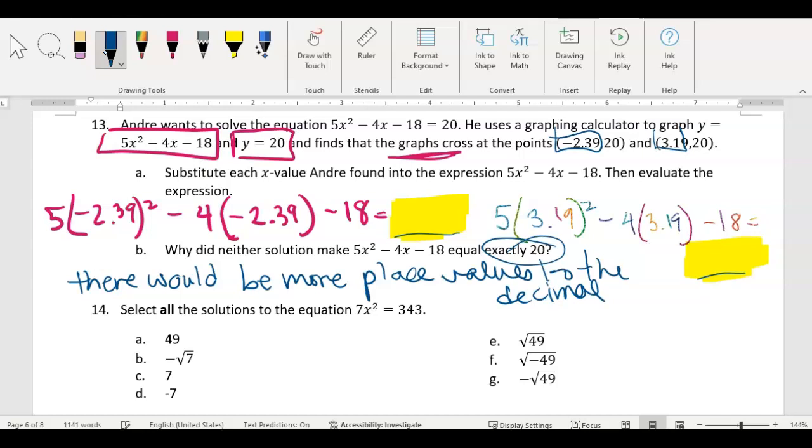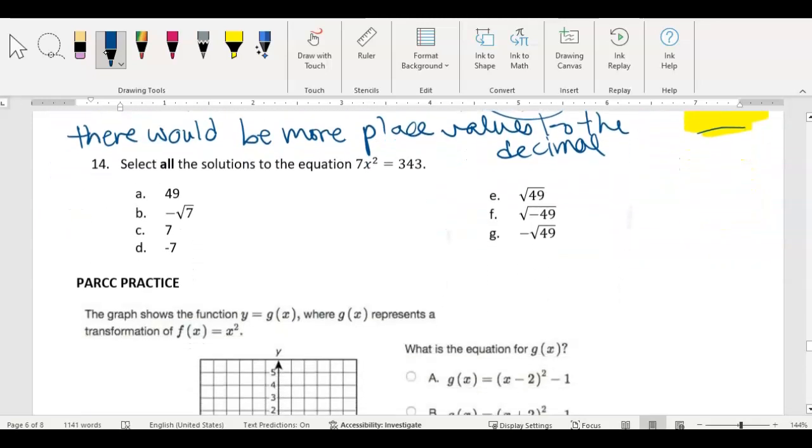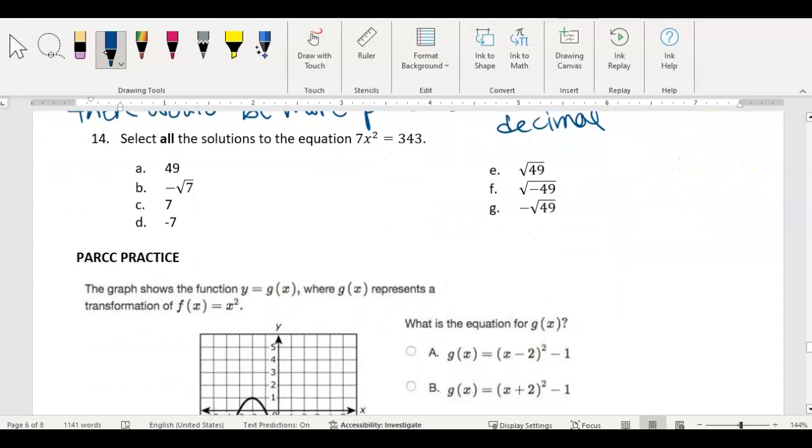So it might be, for example, negative 2.39412, and we rounded it to negative 2.39, but that little bit of that decimal, that hundredths place and thousandths place, actually makes a very big difference. So negative 2.39 and 3.19 are rounded to the closest hundredth, but the decimal might actually be a bit longer, and so to get an exact calculation, we would need to use that whole decimal.